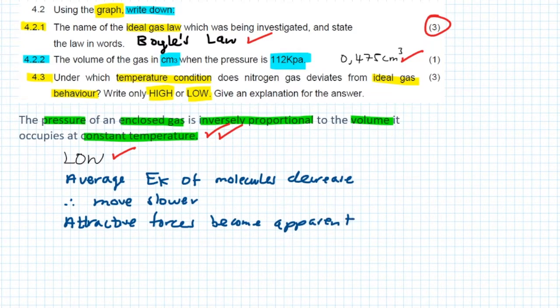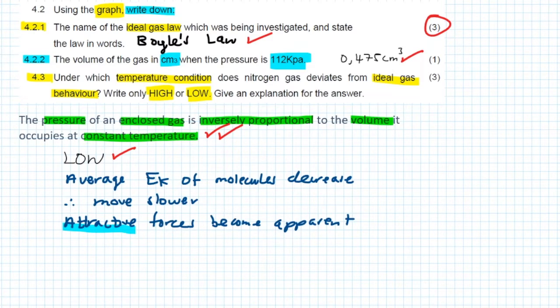So we're going to say attractive forces become apparent. Don't just say intermolecular forces, specifically mention the attractive forces. Or in the case of pressure, if we're speaking about high pressure, we would speak of the repulsive forces. So don't be vague, be specific about the forces that become apparent.